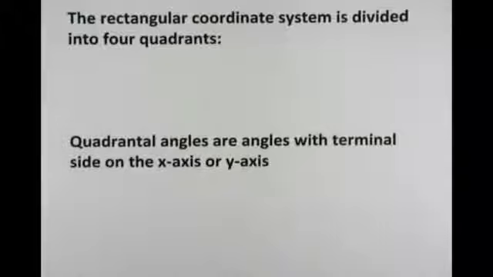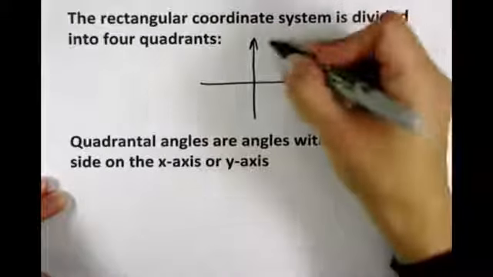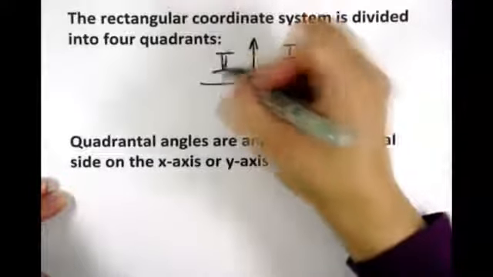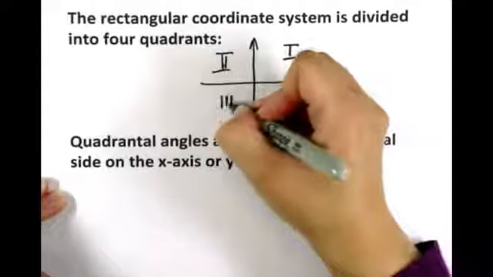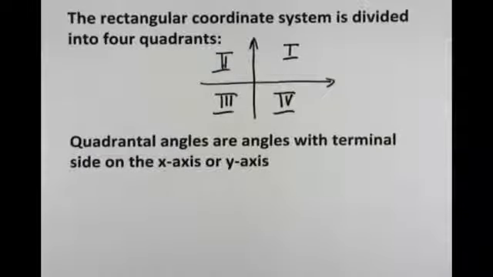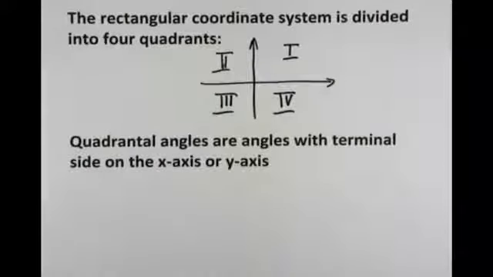Now, the rectangular coordinate system is divided into four quadrants, and the quadrants are denoted like this, and that's important to remember. This part is the first quadrant, this part is my second quadrant, this one is my third quadrant, and this one is my fourth quadrant. Those are called the quadrants: first, second, third, and fourth. Now, quadrantal angles are angles with terminal side on the x-axis or on the y-axis.